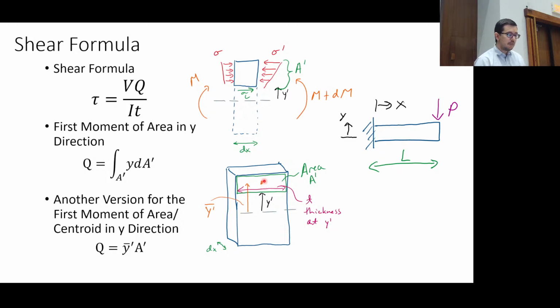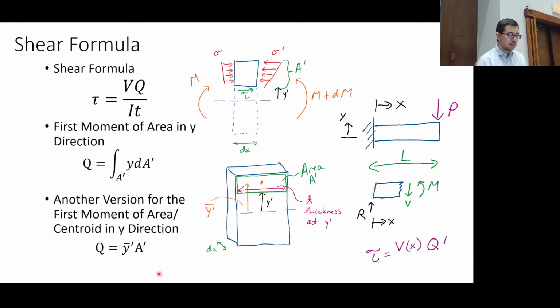But you see this, if I have a centroid here, which is where that point is, I'm going to call that distance y bar prime. All I have to do is take the area A prime and multiply it by its height to that centroid. We're assuming that the centroid is halfway in between this side and this side. So when we talk about this y bar prime, we're just looking at the vertical distance from the centroid to the neutral axis. So this is kind of a shortcut for the first moment of area.